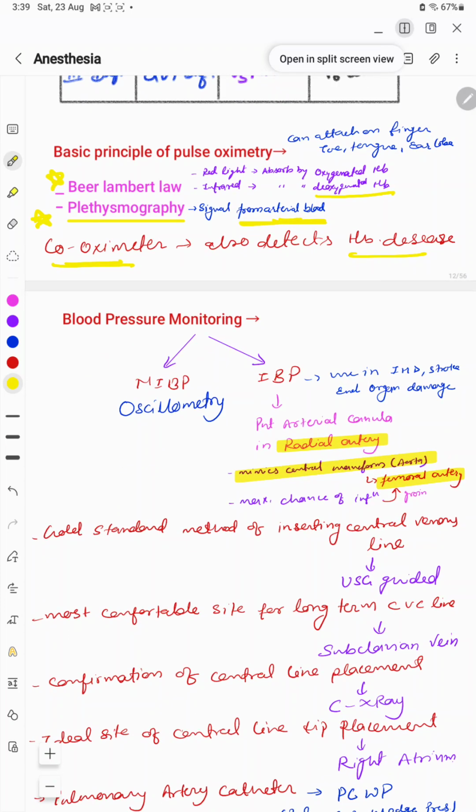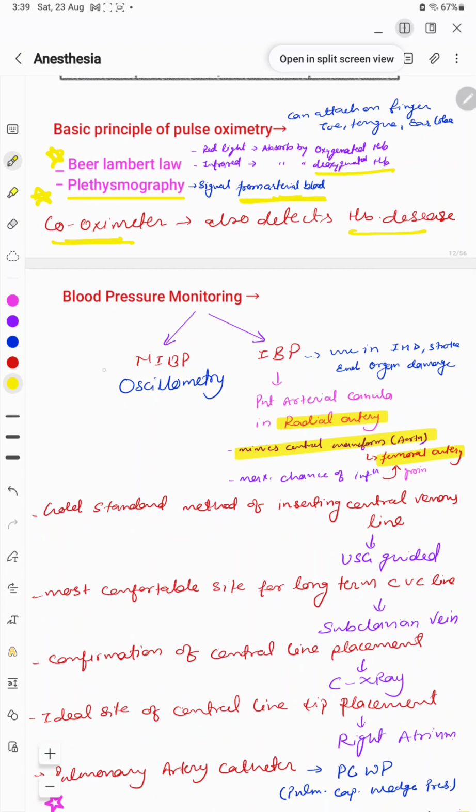Now BP monitoring we do by two methods: NIBP, non-invasive blood pressure monitoring, and invasive blood pressure monitoring. For non-invasive blood pressure monitoring, the principle is important. It was already asked in a question: what is the principle of NIBP? It is oscillometry. This is the vein, and in the vein there is blood, and when you apply pressure from outside, the blood starts oscillating, and the oscillation is recorded by the blood pressure monitor, the sphygmomanometer. You already know about it.